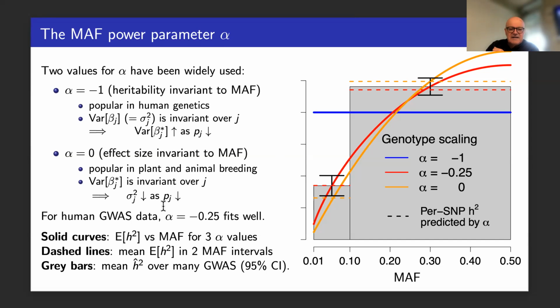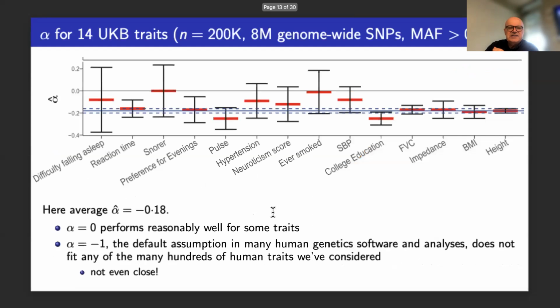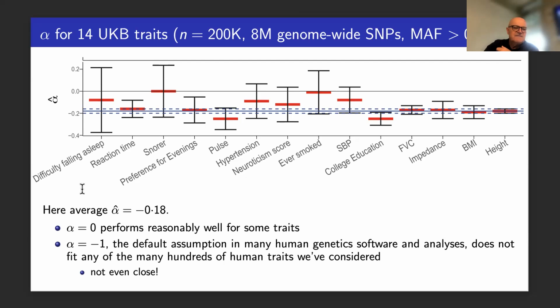In other words, that the standardized effect size was the same over SNPs. So here is some empirical data from the UK Biobank, 14 traits picked out, and for this data set, the average alpha turns out to be around -0.18. Minus 1, which is the value widely assumed in GCTA and everything else, is way off the scale. It's way down here on this plot. We've never seen any phenotype for which an empirical estimate of alpha is anywhere near this -1 value that's pretty widely assumed in many human genetics analyses.